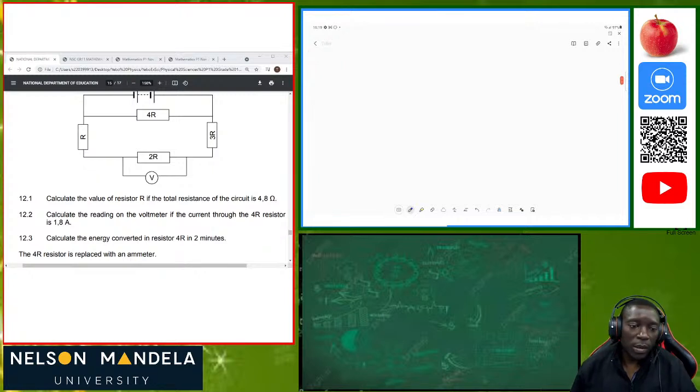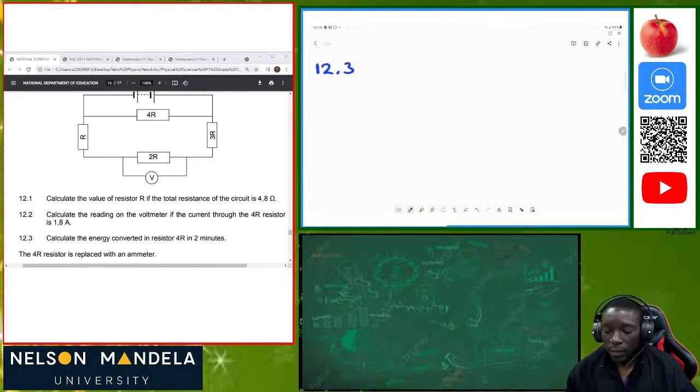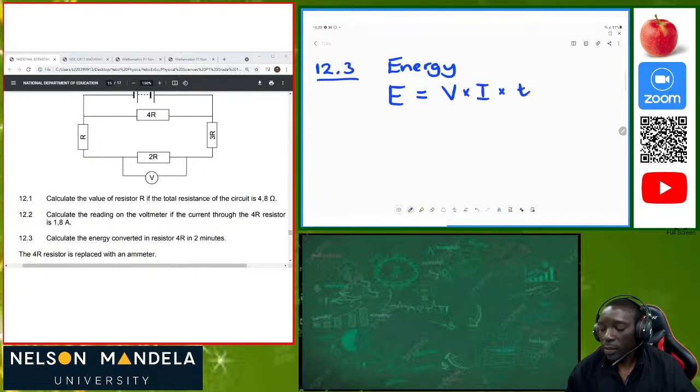So the next part, which is part 12.3 of the question: calculate the energy converted in resistor 4R in 2 minutes. What we want is energy. And we know electrical energy is given by V times I times time. So those formulae are very important to recall.